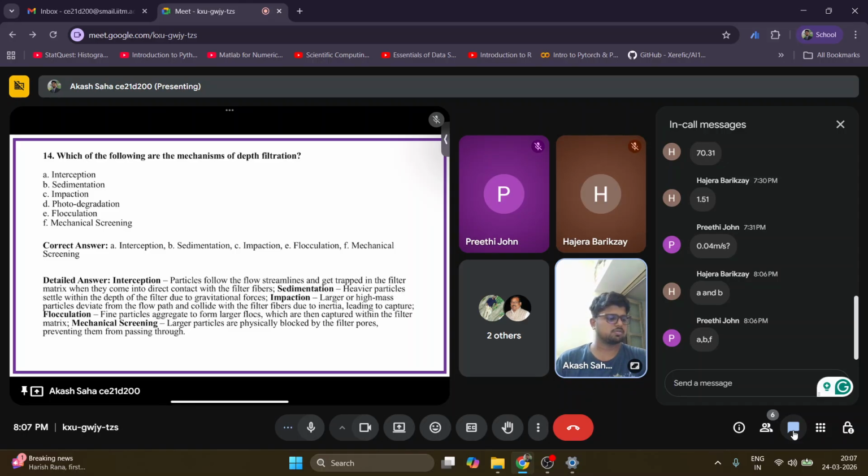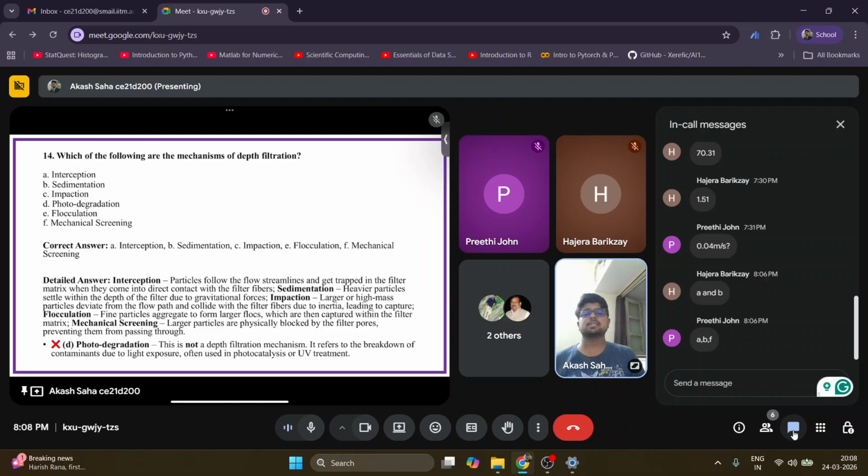Okay. Yeah, so all these explanations are given, except photodegradation. Photodegradation may happen, but it is not a mechanism of depth filtration. Okay, if there is light intensity from some UV treatment and some photocatalytic material, then photodegradation may happen in the filter media, but that is not an innate mechanism of depth filtration. So that's what you have to remember.